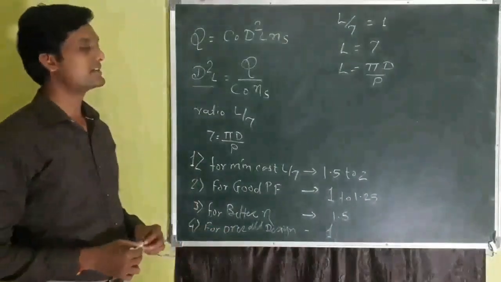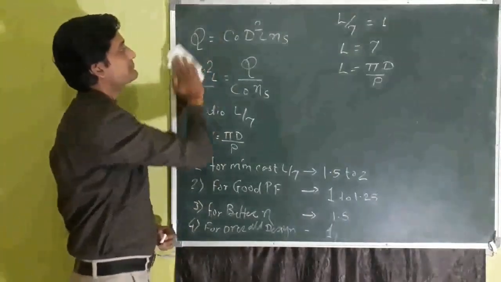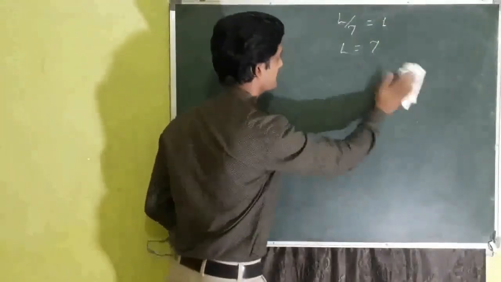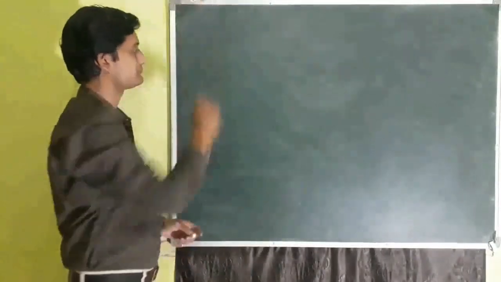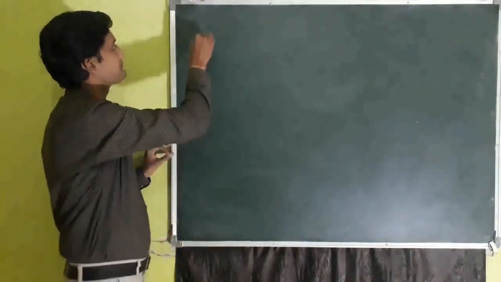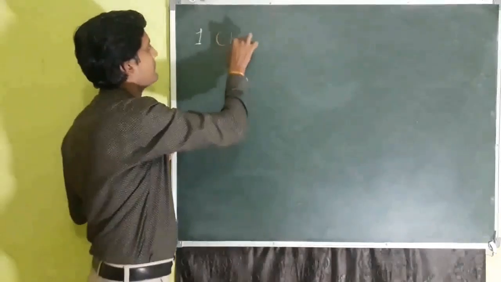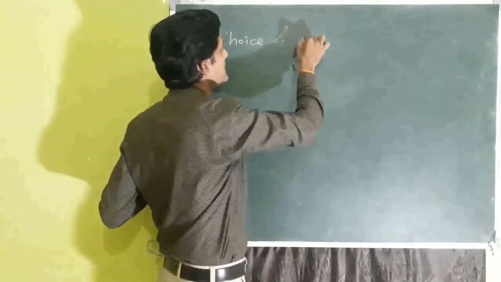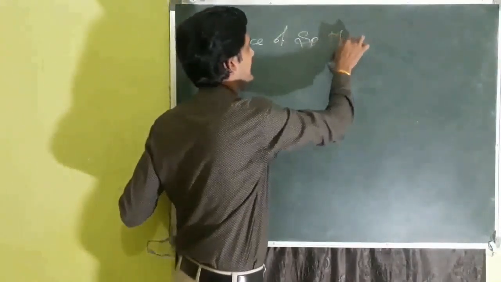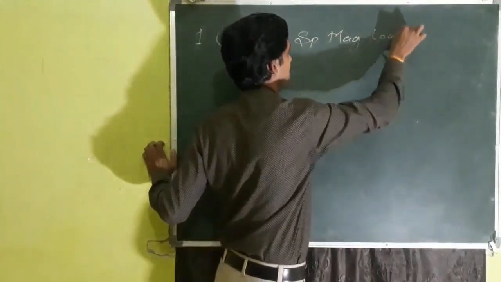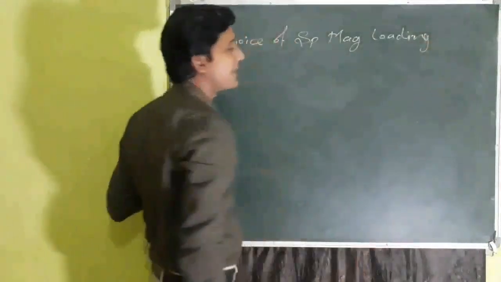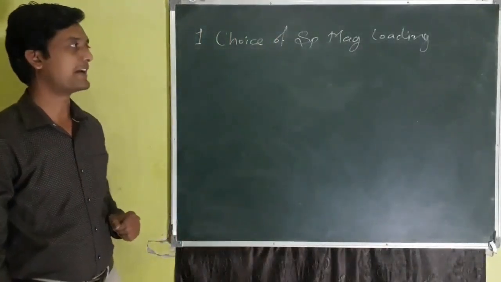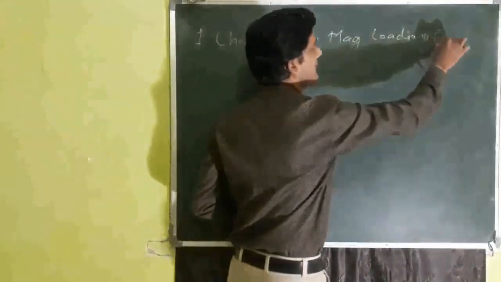Okay, now the next part is the choice of specific magnetic loading, also called the factors affecting the selection of magnetic loading. So what are the various factors affecting the selection of magnetic loading? Magnetic loading is nothing but Bav.